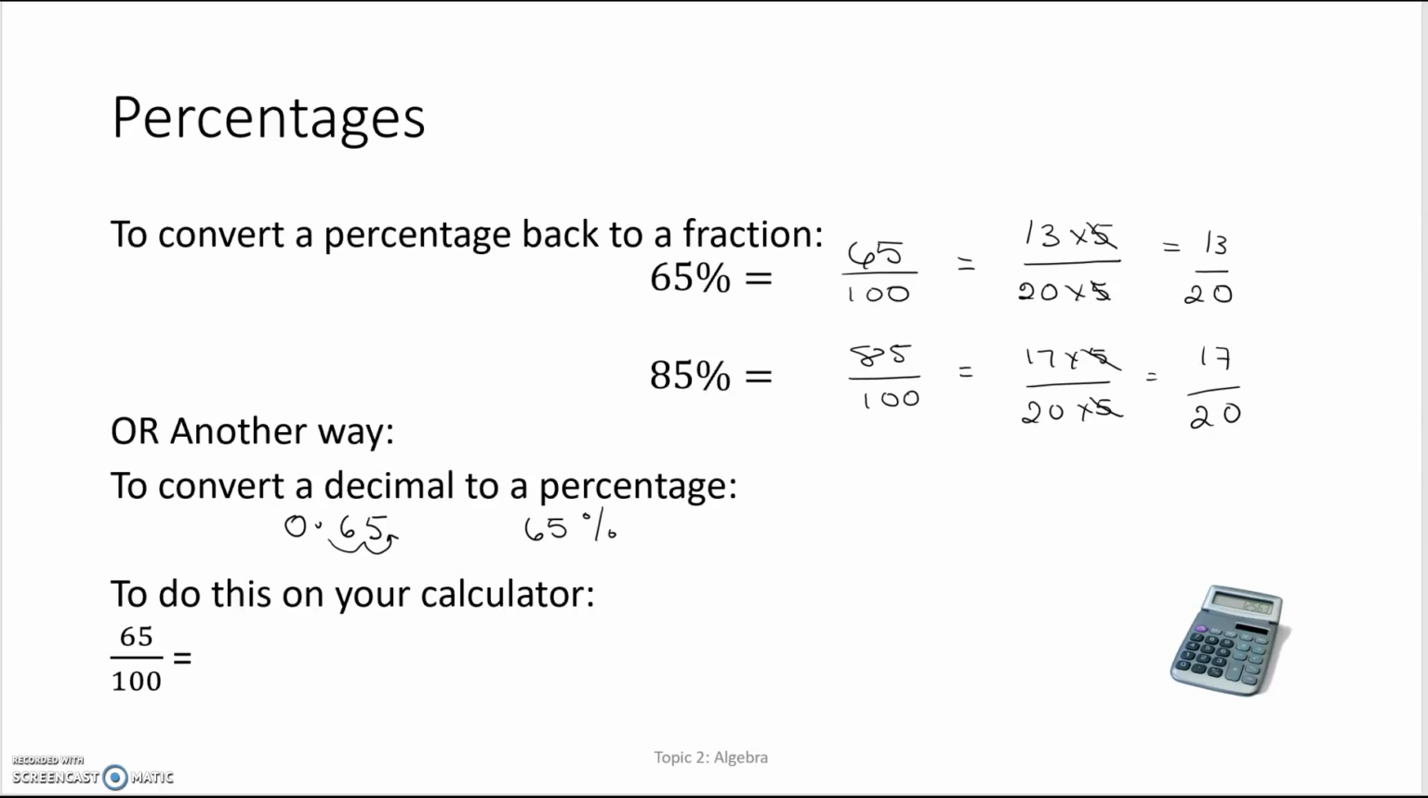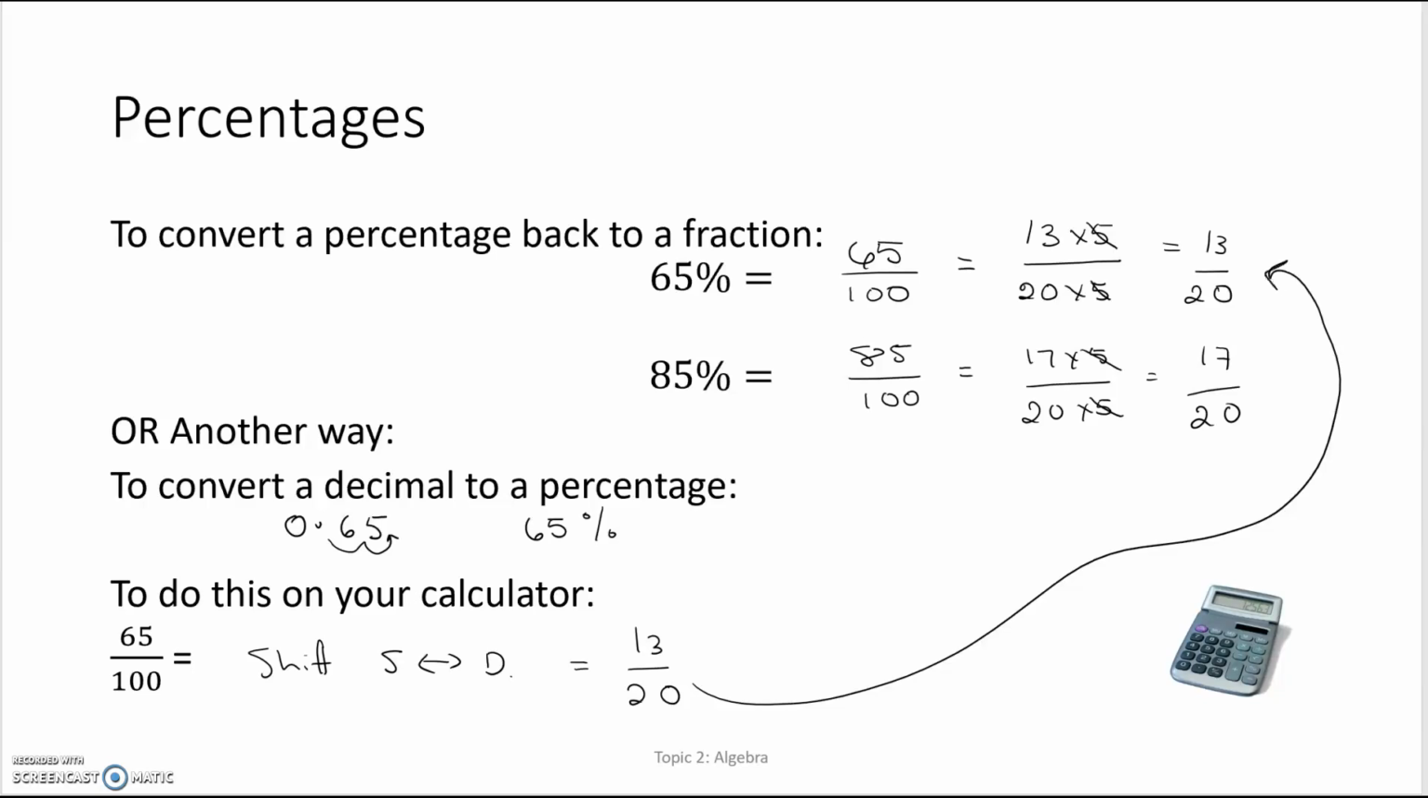Okay, to do 65 over 100 on your calculator, you could also do shift, then the SD button as well, and that would give you the percentage. Okay, what we'd get then, if we used, say, the calculator, we would then get 13 out of 20, which is what we got up there.